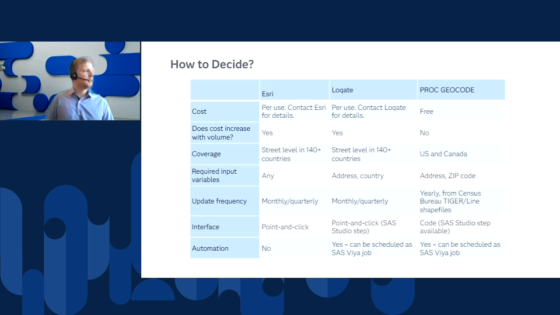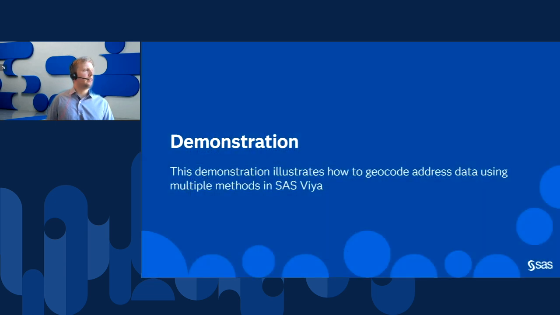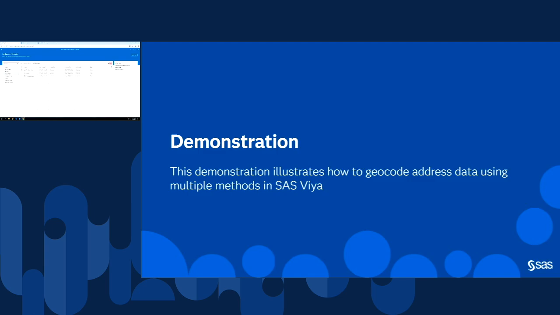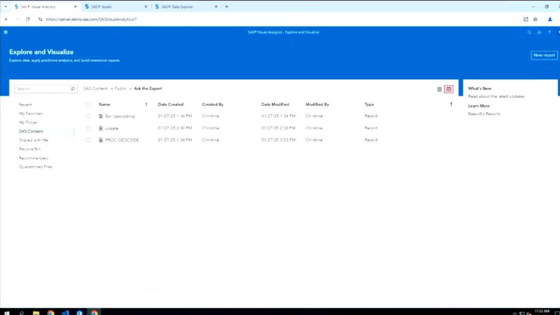All right. So with all of that background out of the way, what I'd like to do now is switch over to a demonstration so I can show you what this actually looks like sort of in the wild. So let me see if I can share my screen here. And what I'm going to do is walk through some examples of all of these different methods so you can get a sense for how they work and what they look like. So I'm going to start by showing you what this Esri geocoding looks like.